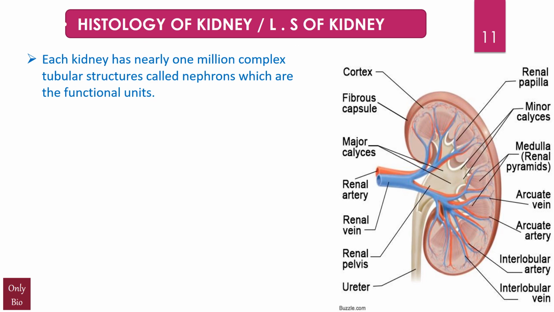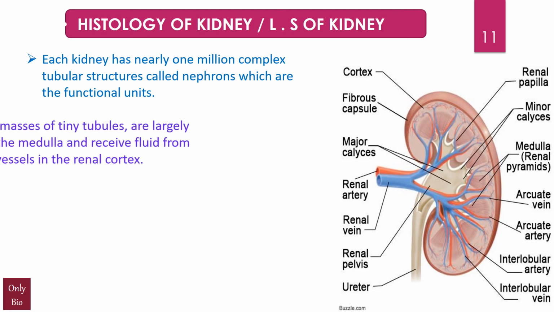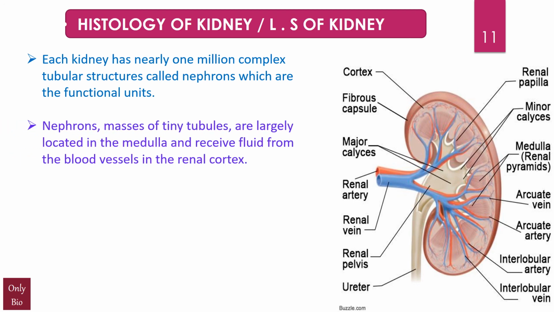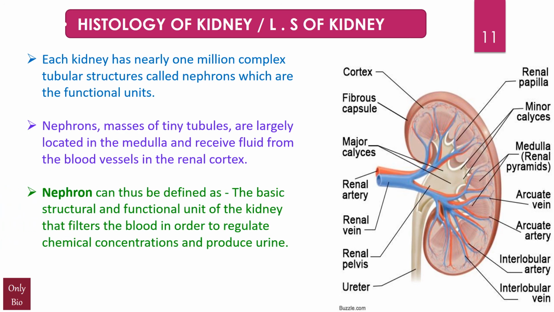Each kidney has nearly 1 million complex tubular structures called nephrons, which are the functional units. Nephrons, which are masses of tiny tubules, are largely located in the medulla and receive the fluid from the blood vessels in the renal cortex. Nephron can thus be defined as the basic structural and functional unit of the kidney that filters the blood in order to regulate the chemical concentrations and produce urine.